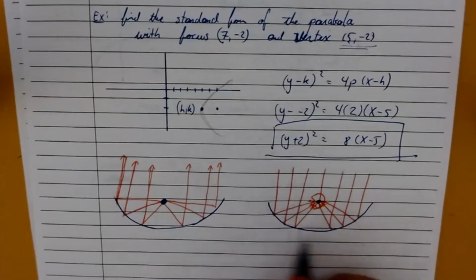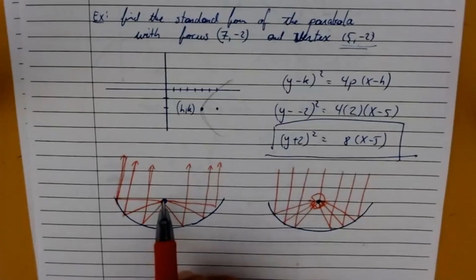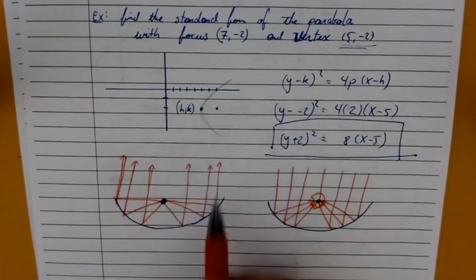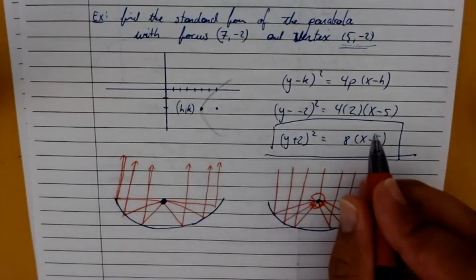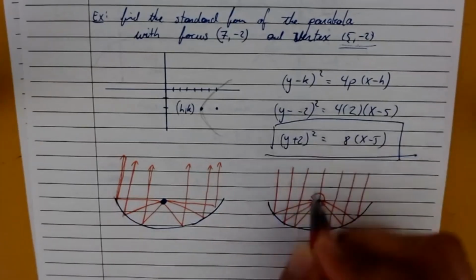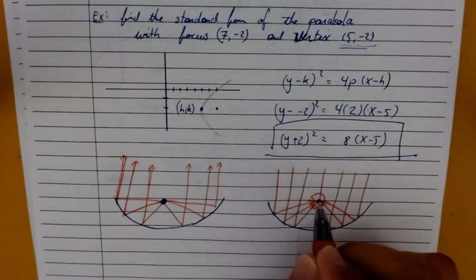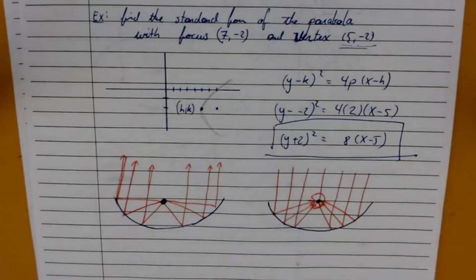If you have a parabolic dish, if you emit something from that focus, it will shoot parallel to that latus rectum. If you shoot something in parallel to that latus rectum, it will focus it to the focus of the parabola.